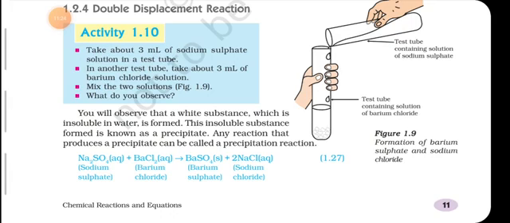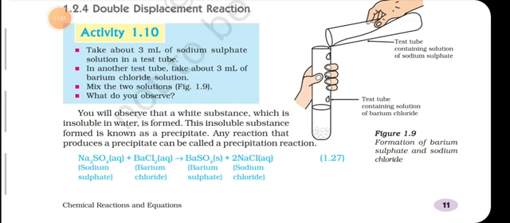See, they have also given the reaction of sodium sulfate when reacted with barium chloride. The chemical formula of sodium sulfate is Na2SO4. Sodium sulfate, whenever reacted with barium chloride, that is BaCl2, will give you barium sulfate plus sodium chloride.